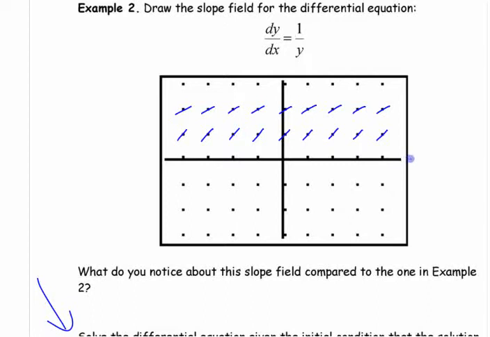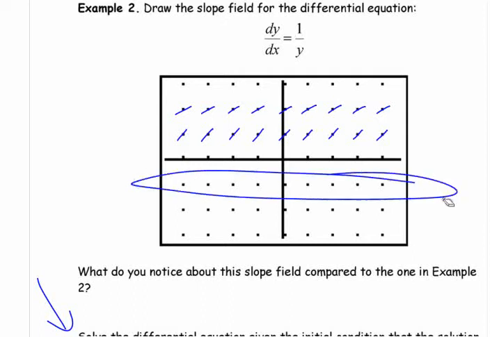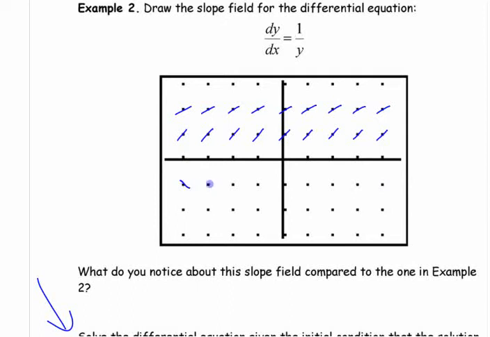Which one was the one you said was undefined? 0. So I would leave that one. Don't put anything there. You can think later what it's going to be. And then this one's going to be, what is this going to be here? 1 divided by negative 1. Negative 1, so you got this. Lines that go down like that.